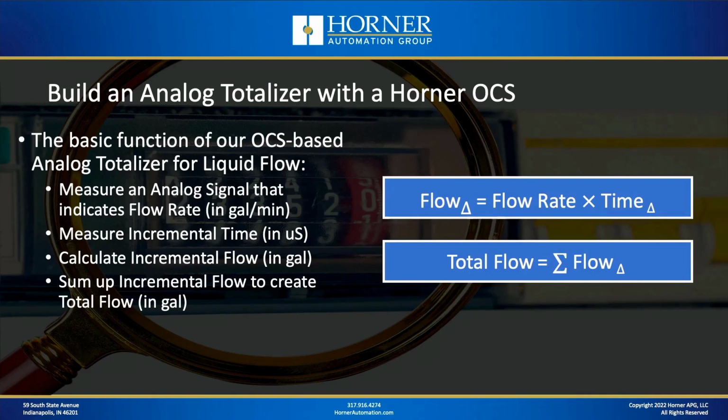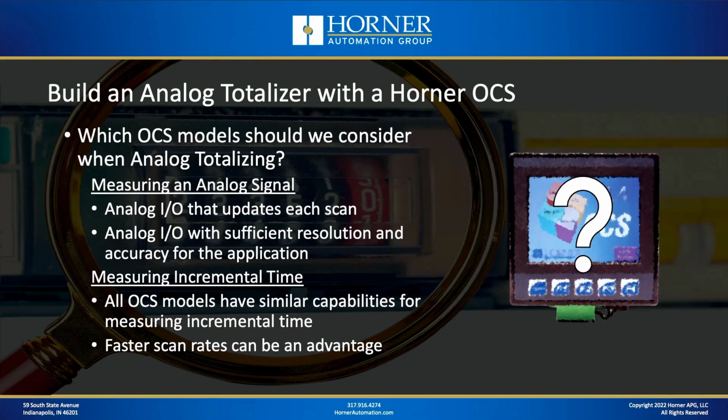Pretty straightforward. Now, which OCS should we consider for doing analog totalizing? Well, frankly, just about any OCS could be an effective analog totalizer. It really depends on your application, how critical it is that you get the utmost accuracy of your flow. For instance, if you're measuring the flow of a coolant or something like that, and you're not really needing incredible resolution and perfect accuracy, then just about any OCS will work just fine.